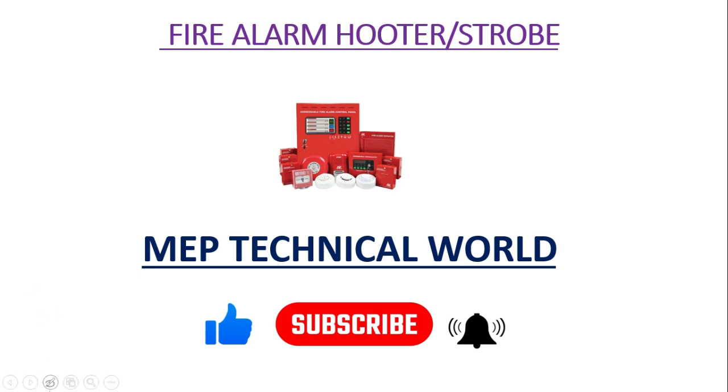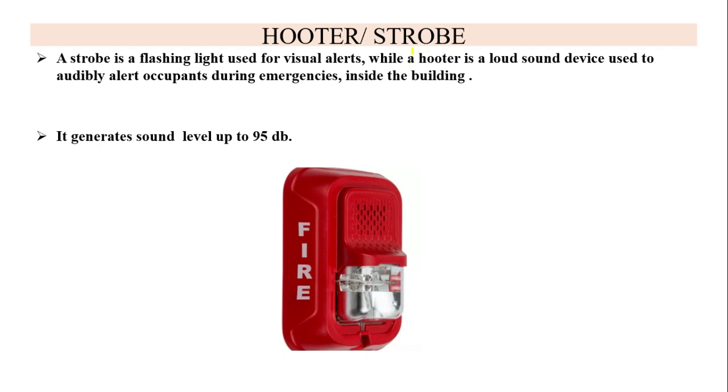So let's get started. What is a Hooter or a strobe? A strobe is a flashing light used for visual alerts, while a Hooter is a loud sound device used to audibly alert occupants during an emergency inside the building. It generates a sound level of up to 95 decibels. So this Hooter alerts the occupants in case of any fire.